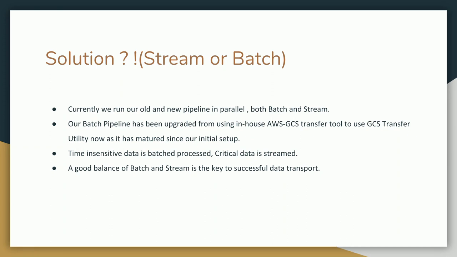And recently we moved from using our own transfer utility from S3 into GCS. We have started using GCS's own transfer utility because it's matured over time. So we have started leveraging that, but we still use our own service to queue tasks into BQ every 2 minutes.